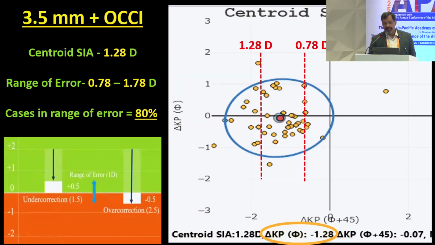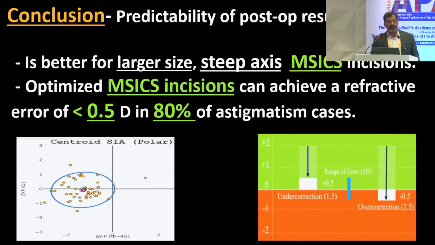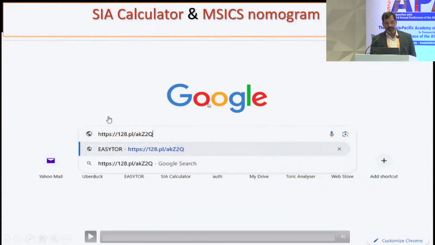So what was the conclusion? We have seen that some people are saying in phaco, sometimes there is steepening, sometimes there is flattening. We can't predict the SI, how much will be there. So what conclusion have we drawn? That predictability of post-operative result in MSICS incision or larger incision is better if they are taken exactly on the steep axis and incision size is larger. So in this case of 3.5 millimeter, in 80% of cases, we got the post-operative correction within the range of 0.5 diopter. So this is our calculator.